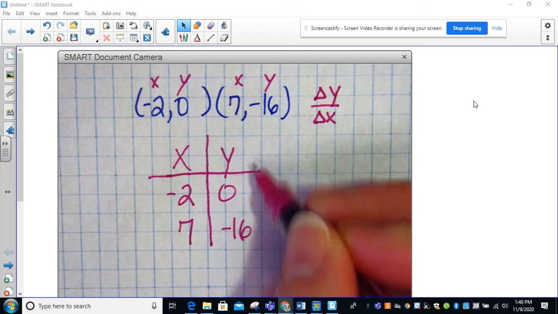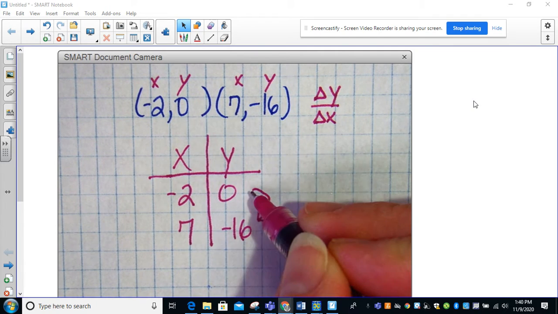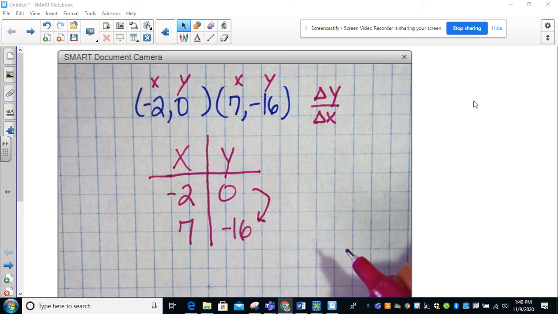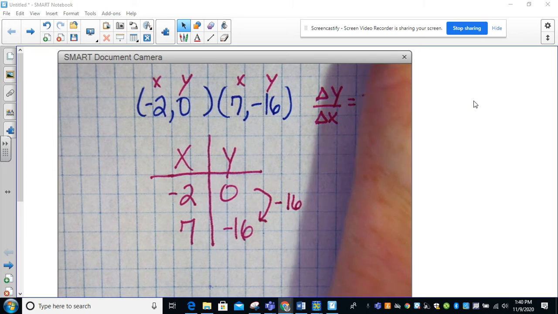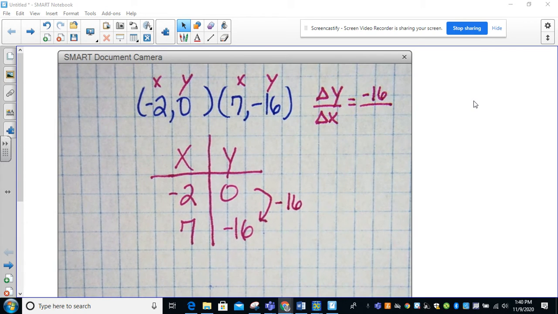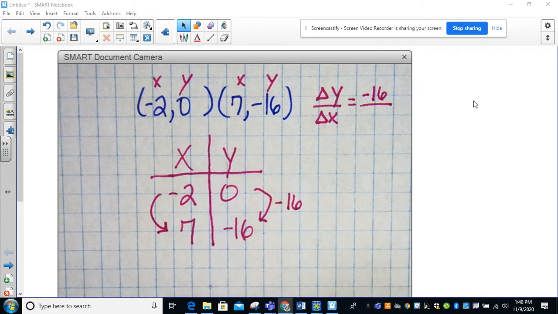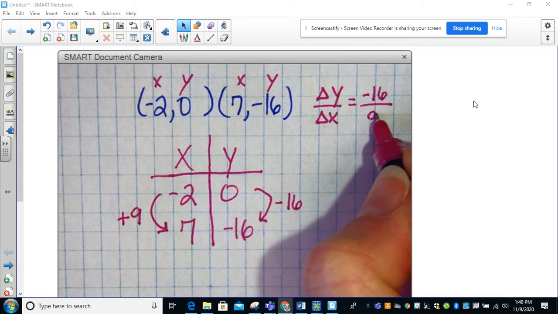So we're going to start on the right-hand side. I like to tell my students to draw in a hump from 0 to -16. What happens to get from 0 to -16? Well, you're subtracting 16. So that goes on the top of your fraction for the change in the y's. Now let's do the same thing for the x's. If you're going from -2 on a number line, think about it, going all the way up to a +7, it takes 2 to get to 0 and then 7 more, so you're adding 9.